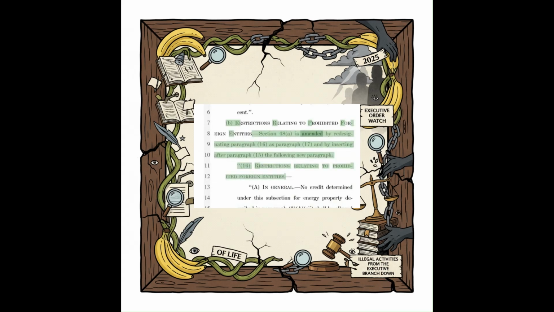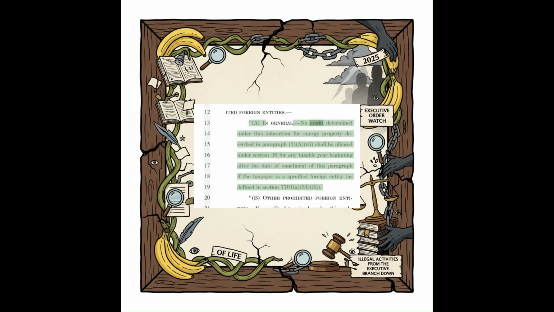Section 48 is amended by redesignating paragraph as paragraph, and by inserting after paragraph the following new paragraph: restrictions relating to prohibited foreign entities. No credit determined under this subsection for energy property described in paragraph shall be allowed under Section 38 for any taxable year beginning after the date of enactment of this paragraph if the taxpayer is a specified foreign entity.